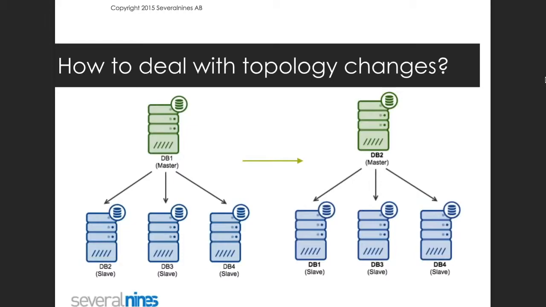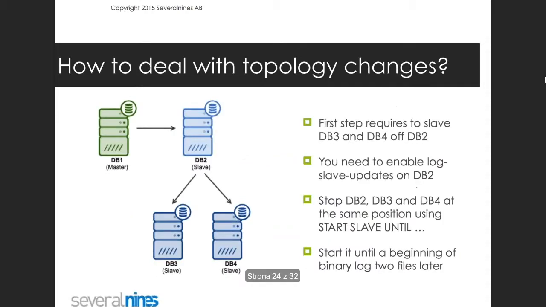I'd like to talk a little bit about how the topology change can look. I won't be going into details, because we covered this in one of our previous webinars. So if you're interested, feel free to check the recordings. But still, I'd like to show you that it is more complex than running one single change master to command. So what we want to do here is promote DB2 as a master, basically. So we want to change our topology.